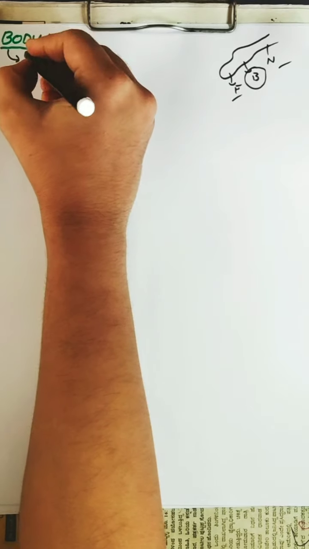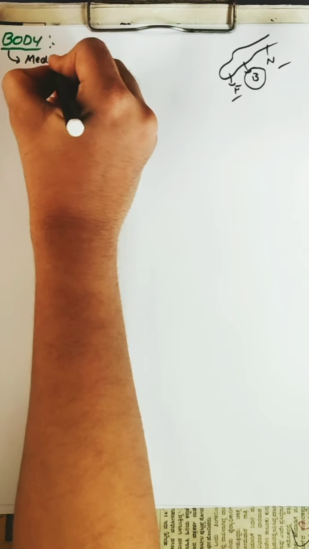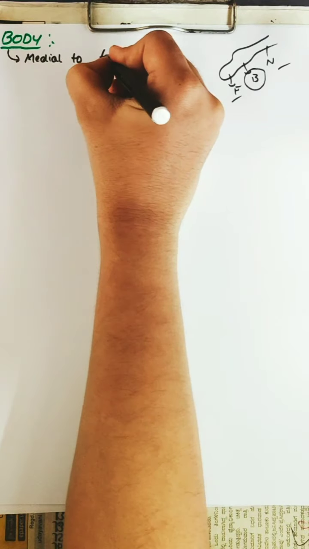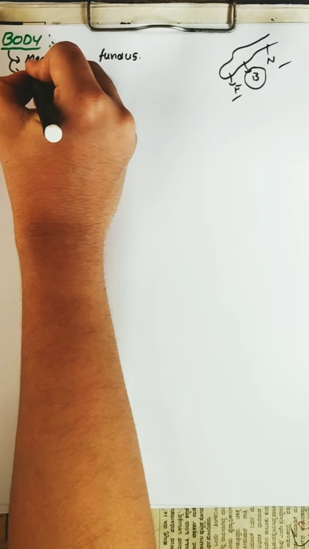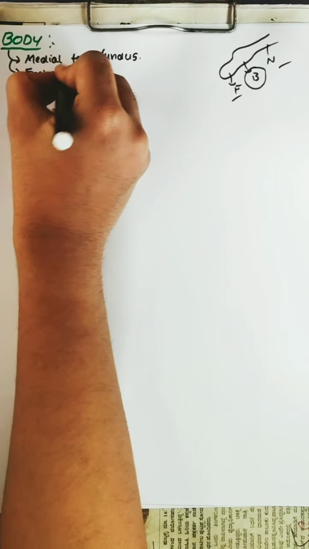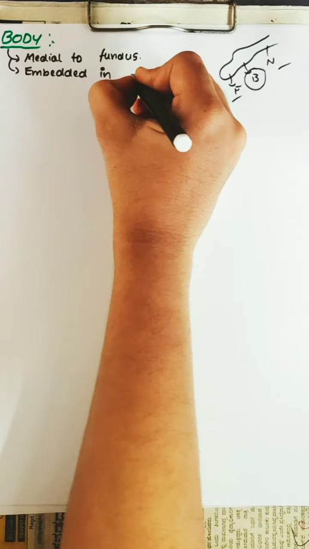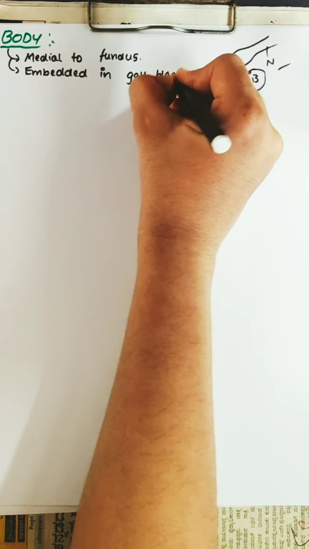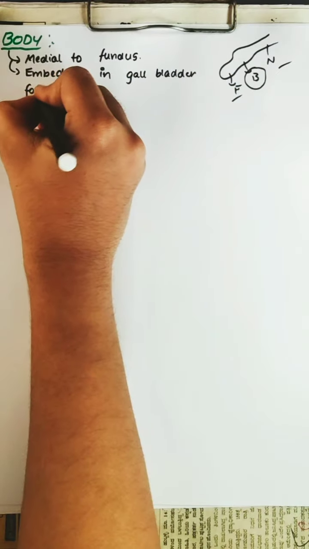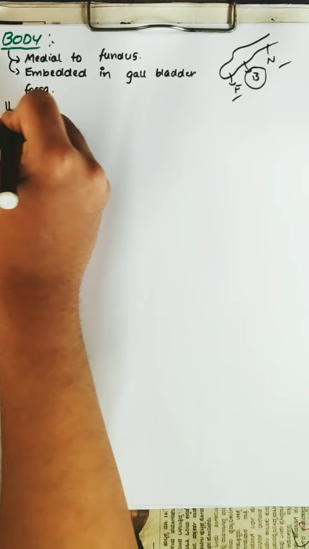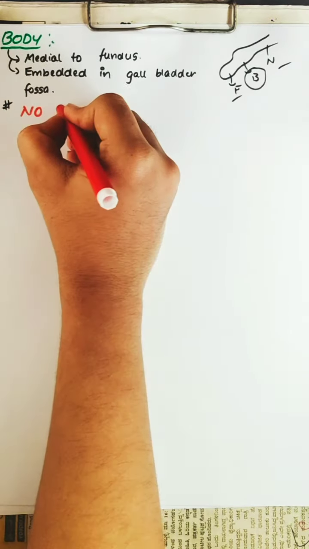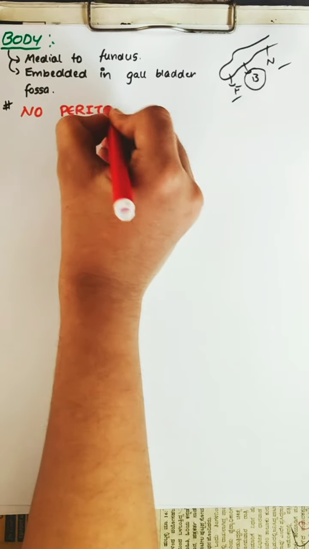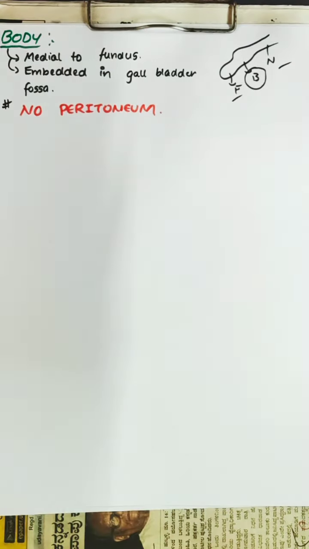First point: it is medial to the fundus. Second point to remember: it is embedded in the gallbladder fossa. A very important point to mention is that there is no peritoneum in the body of the gallbladder.